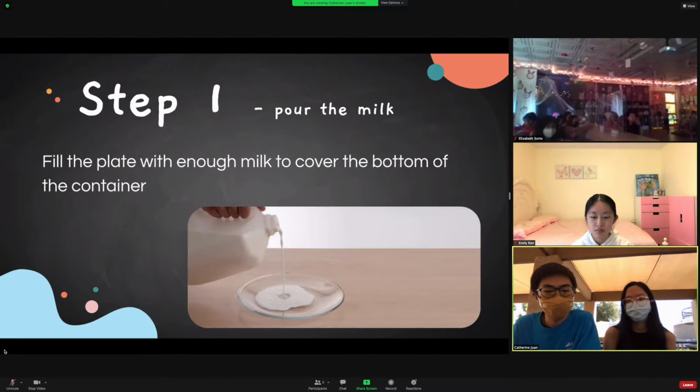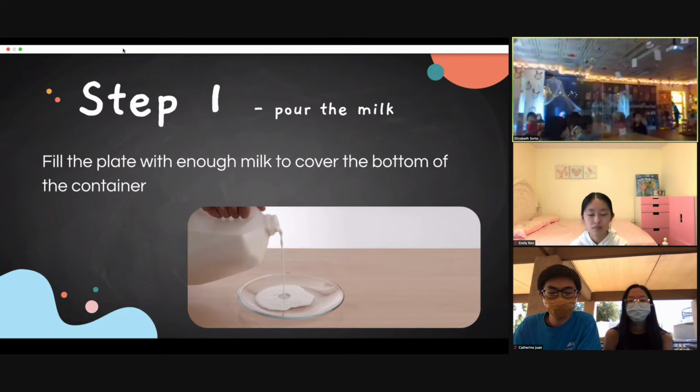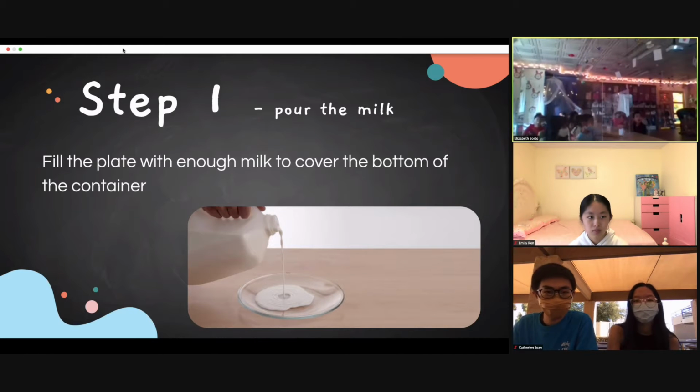Now, can you guys gather the plate and the milk? Yeah, we're just gonna set up the station real quick for them. Okay, we have the materials.